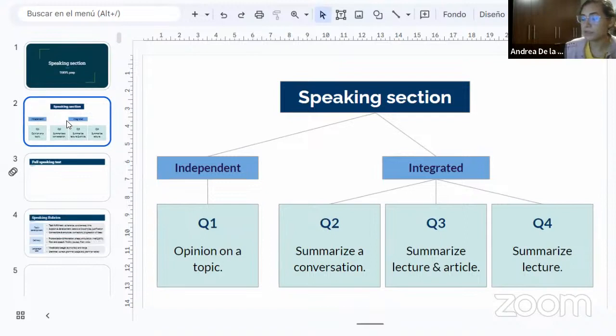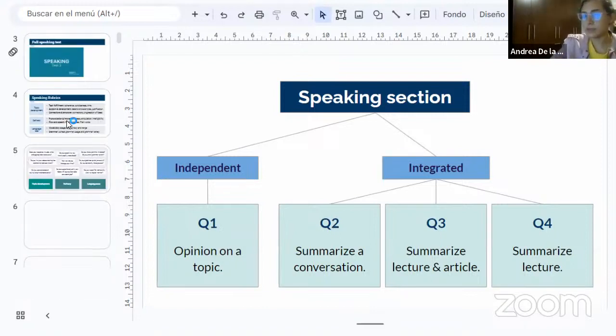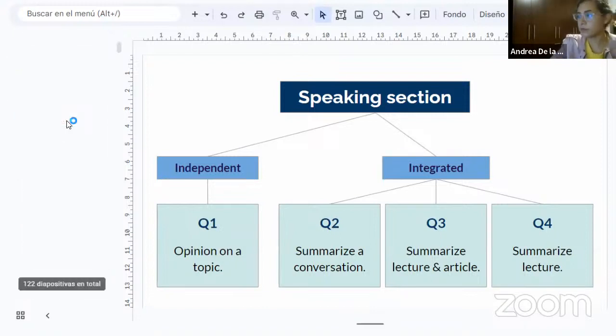Remember that it's already an integrated question, which means that you will have to be summarizing something. So let's see what we have. Do you guys have any questions before we start? By any chance?